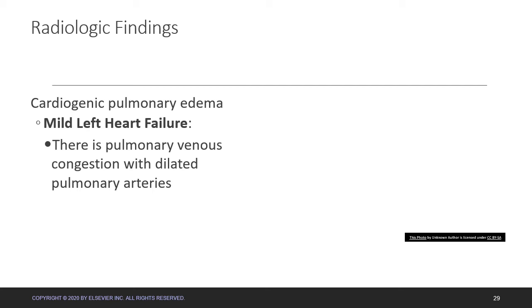The radiographic findings associated with left heart failure are commonly described as follows. Cardiogenic pulmonary edema with mild left heart failure. There's pulmonary venous congestion with dilated pulmonary arteries.